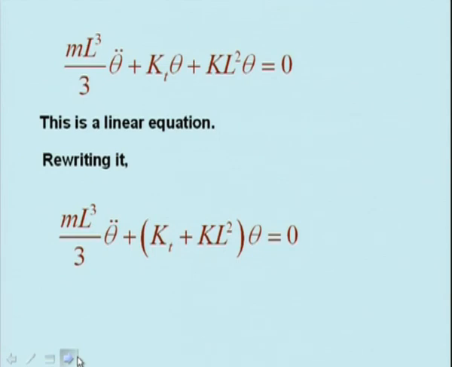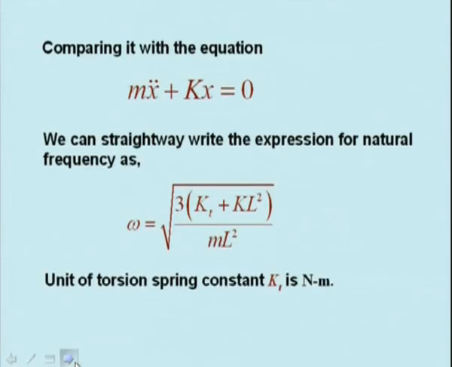Now rewriting it, we can say ml square by 3 theta double dot plus Kt plus KL square theta equal to 0. Kt is the torsional spring constant, therefore its unit is Newton meter. K is Newton per meter, into L square is meter square, so dimensions match, Newton meter. Now let us compare it with the equation m x double dot plus k x equal to 0.